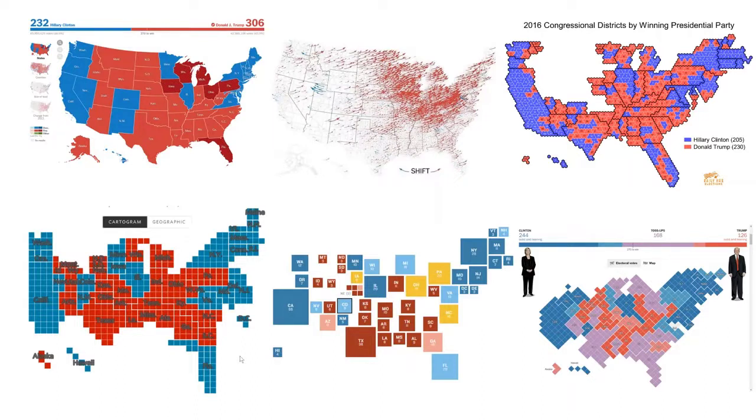But map types differ. So red for Republicans, blue for Democrats. In the top left, the New York Times, just the basic red-blue win with darker red to show flip states, and that's the result.